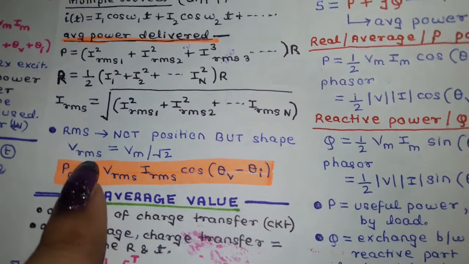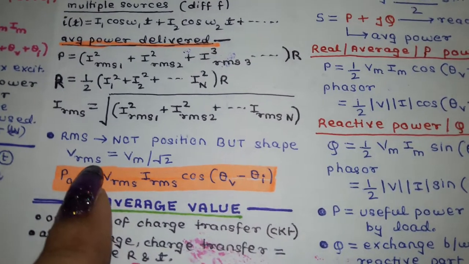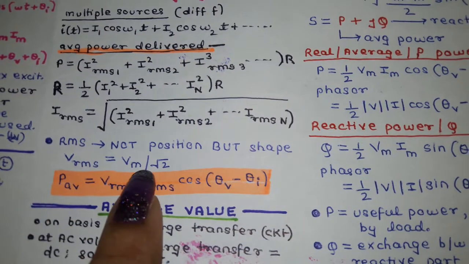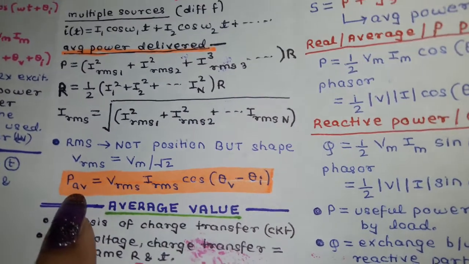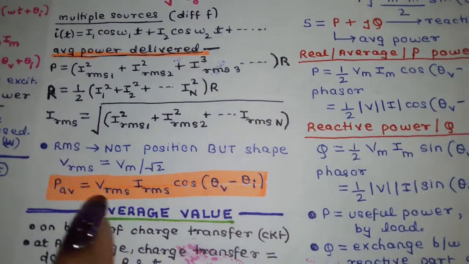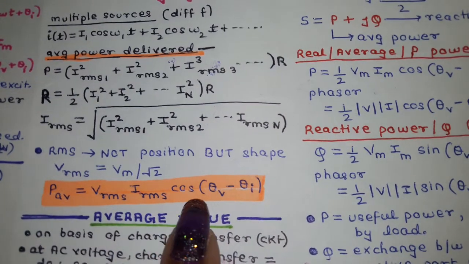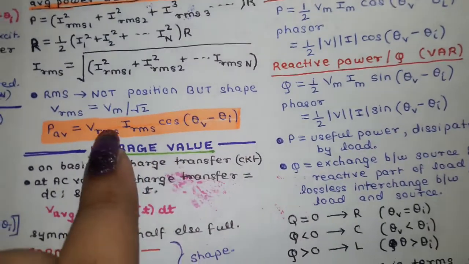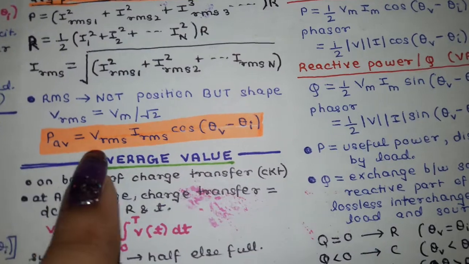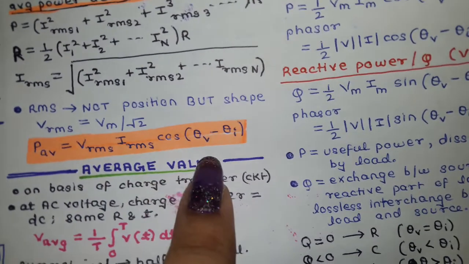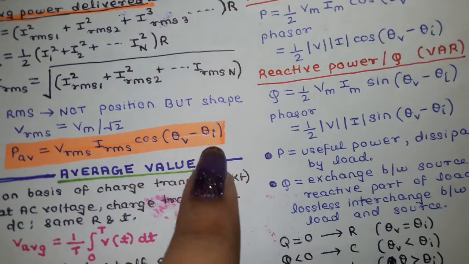Then we have a fundamental formula over here, which states VRMS equals Vm by root 2, and this highlighted formula is something which we are going to use. Okay, an important thing to remember. PAV equals VRMS IRMS cos(theta v minus theta i).